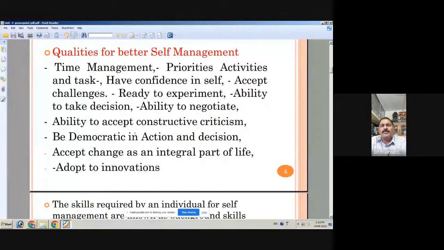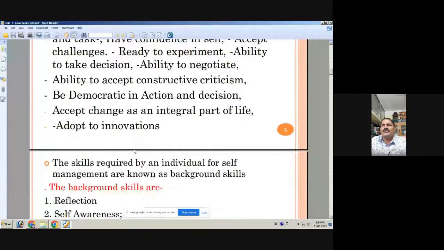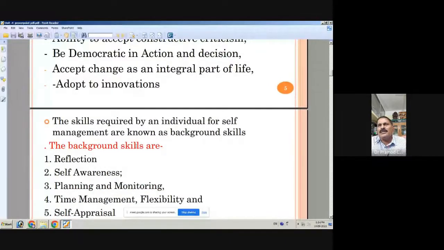And always when we are accepting change, we should know that change is the nature of life. It is an integral part of life. Always we must adopt innovative methods to adjust in the changing environment. But sometimes we require skills to manage ourselves, and our skills are also related to our background skills.